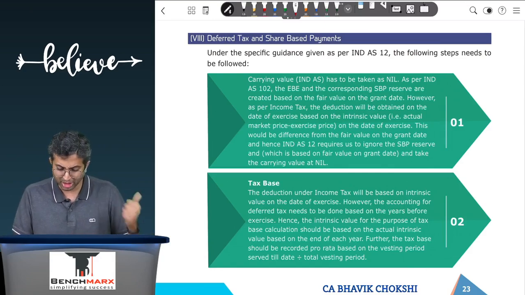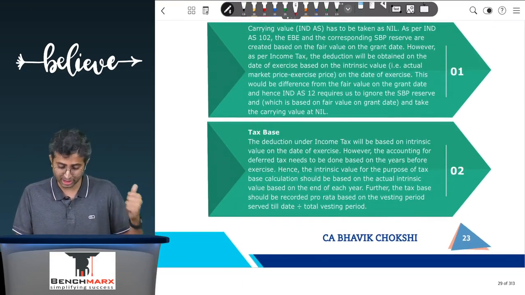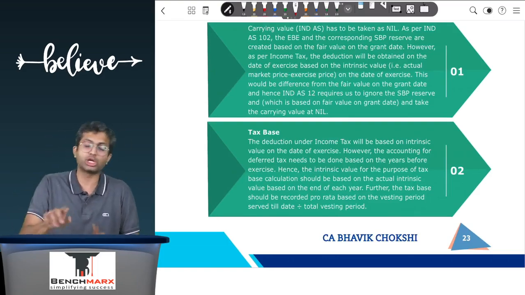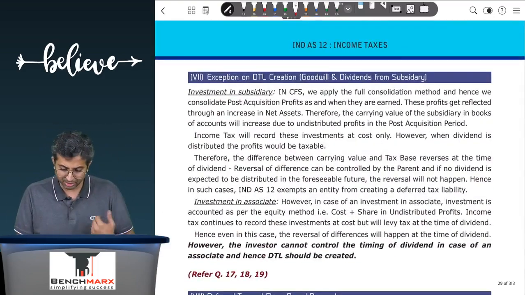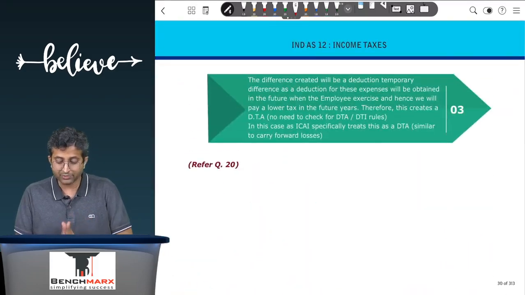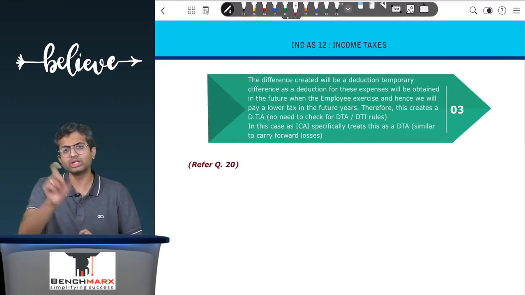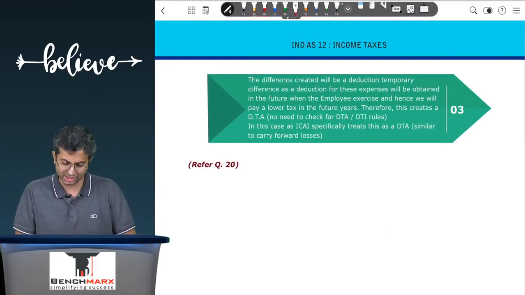So step number 1 is carrying value as per Ind AS is to be taken as nil. Step number 2, tax base under income tax will be based on the intrinsic value as on the date of exercise, prorated. Step number 3, over here, the difference will create a deductible temporary difference, and hence the difference into the tax rate will give you a deferred tax asset. Are we clear with this?